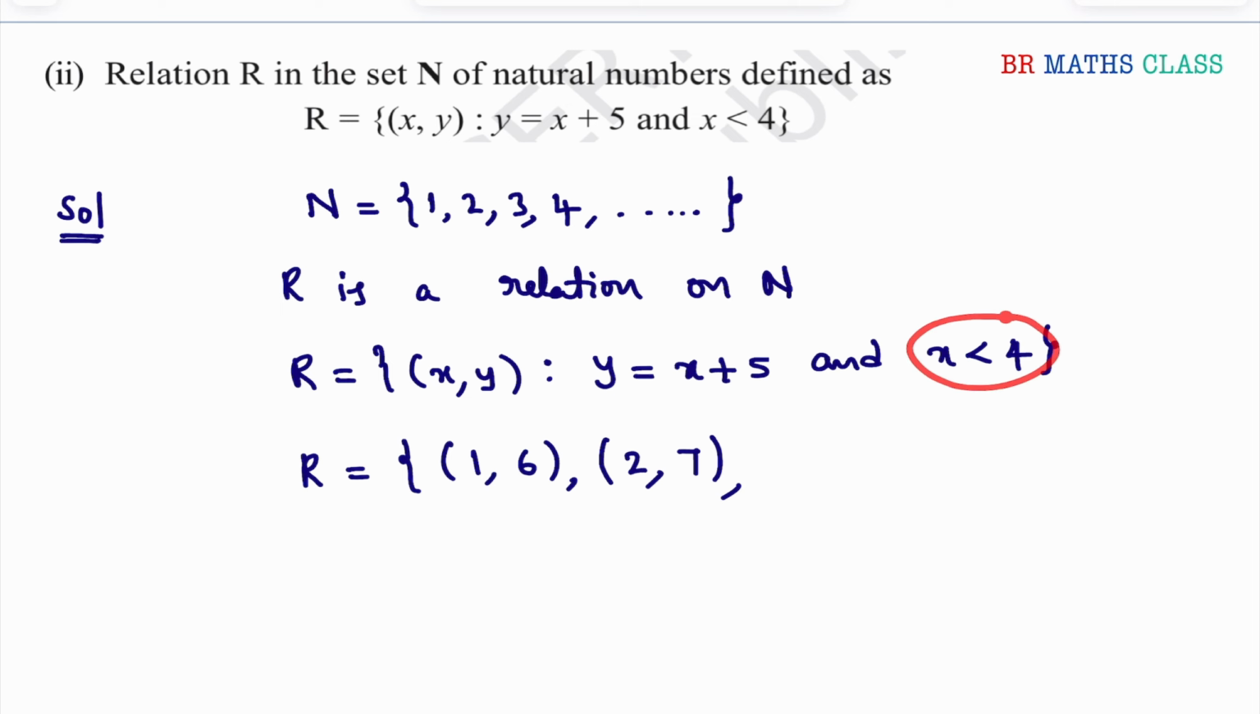Now as x is a natural number and x is less than 3, I can take x as 3. Put x is 3 in this. 3 plus 5 is 8. So this ordered pair is (3, 8).